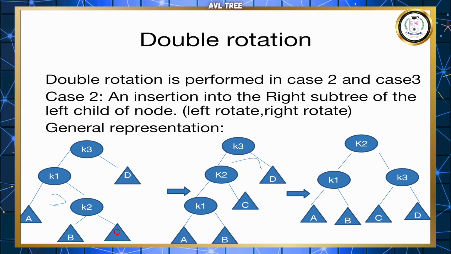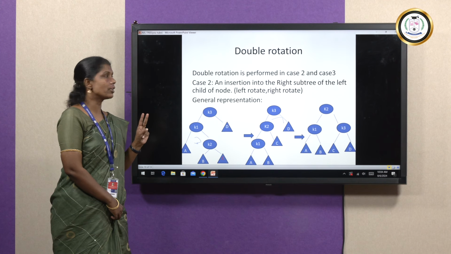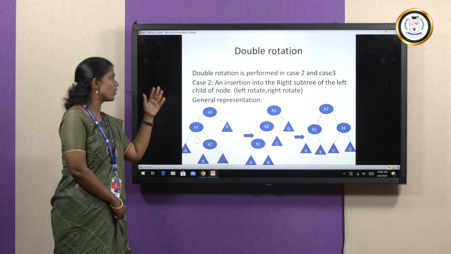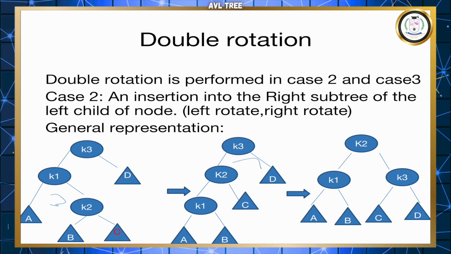Then you have to see the double rotation. Double rotation is performed in case 2 and case 3. Case 2 is insertion into the right subtree of the left child of the node. So here we have to perform two single rotations, that is the left rotation and the right rotation. First you have to perform the left rotation, then you have to perform the right rotation. So this is the general representation for case 2.